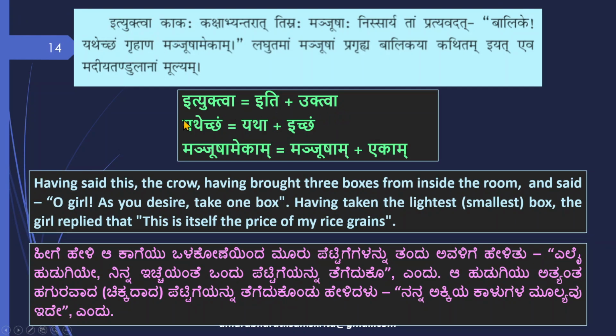Ityuktva. Iti plus uktva is ityuktva. Kakah kakshabhyantarat. Having said this, the crow, kakshabhyantarat, from inside the room, tisrah manjushah nissarya tam pratyavadat. Having brought 3 boxes from inside the room, the crow said like this, Balike, O girl, yathecham. Yatha plus ichham is yathecham. Grihana manjusham ekam. Take 1 box. Laghutamam manjusham pragrihya. Having taken the lightest or the smallest box.